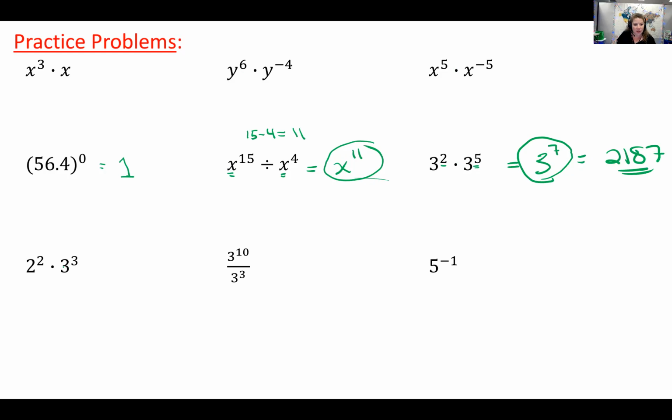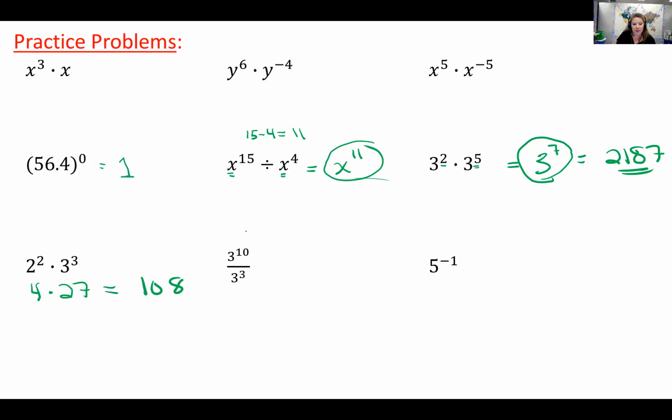All right, hopefully you guys are getting these answers. So on this one, our bases are not the same. So there's no rule for this one except to literally multiply 2 squared, which is 4, times 3 to the third, which is 27. And then when we multiply 4 times 27, we get 108.